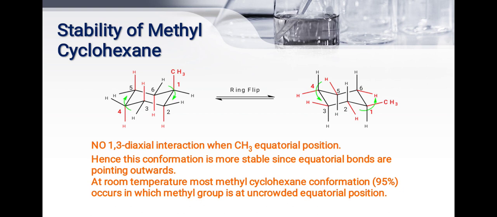But when you see the first structure, the methyl is present at the axial position. When the ring gets flipped, the methyl group goes to the equatorial position, and when the equatorial methyl group is present, there is no 1,3 diaxial interaction. Hence this conformation is more stable since equatorial bonds are pointing outwards. At room temperature, 95% of methyl cyclohexane conformations occur with the methyl group at the uncrowded equatorial position.